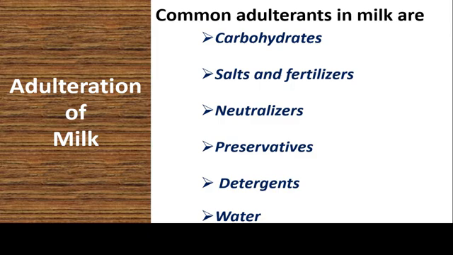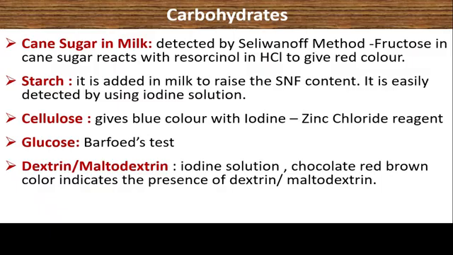Adulteration of milk. Common adulterants in milk are carbohydrates, salts and fertilizers, neutralizers, preservatives, detergents and water. Carbohydrates. Cane sugar in milk. How to determine the amount of cane sugar in milk? It is detected by Selivanov's method. Fructose in cane sugar reacts with resorcinol in hydrochloric acid to give red color.